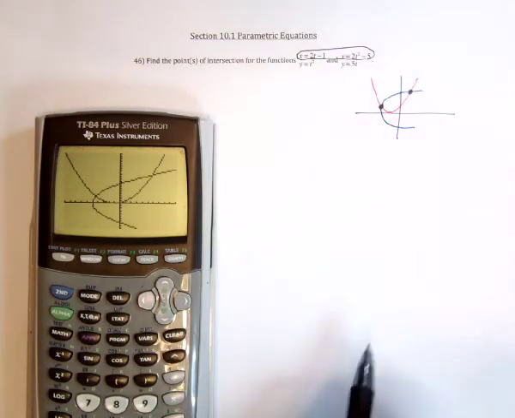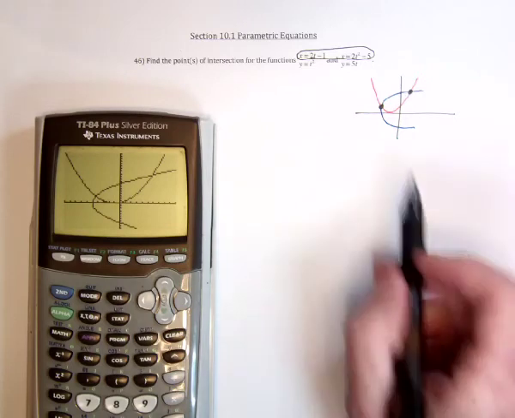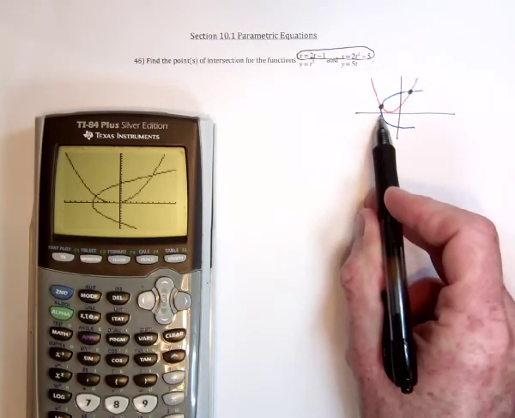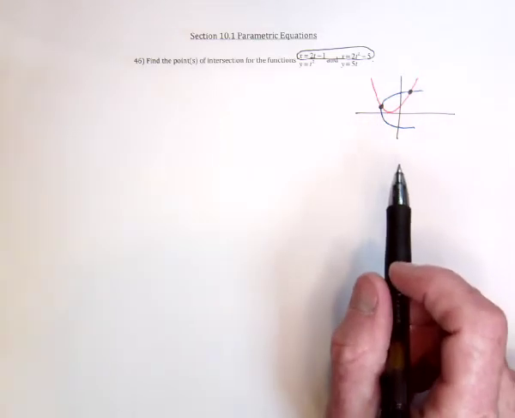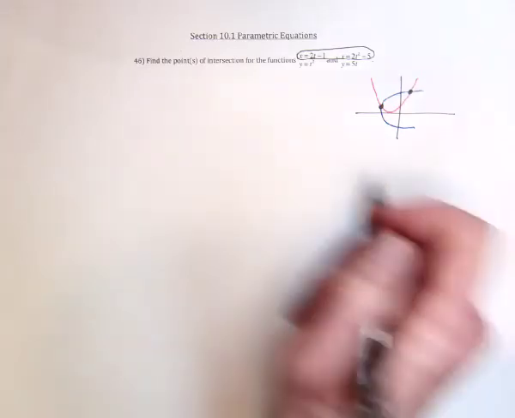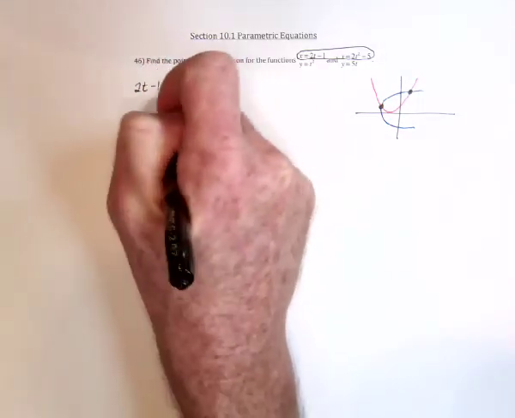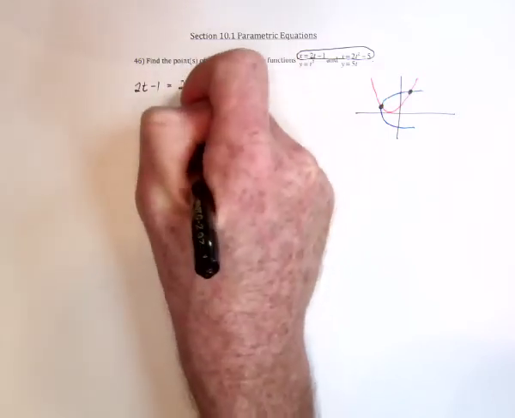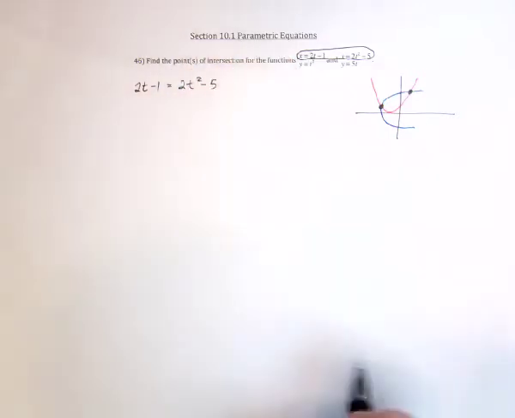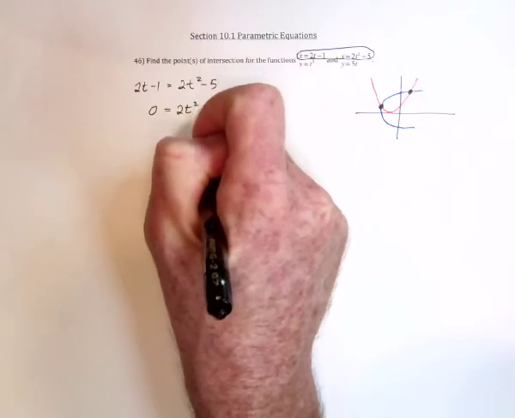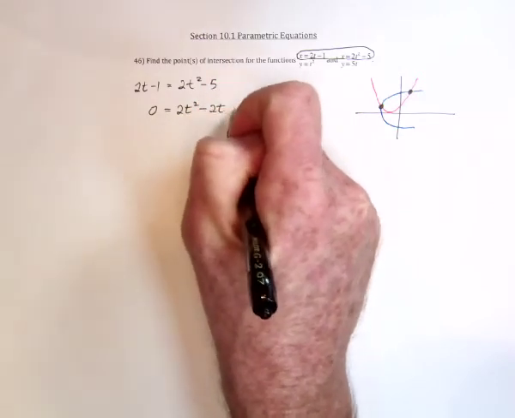we basically have two equations. We're going to have, at this point, the x values are the same. X equals whatever this is, -2 or something like that. So we'll have to set the x equal to the x, and then the y equal to the y. So when x equals x, that would give us 2t minus 1 equals 2t squared minus 5. We can then do the quadratic formula, so move everything to one side. 2t squared minus 2t, and then it's going to be minus 4.